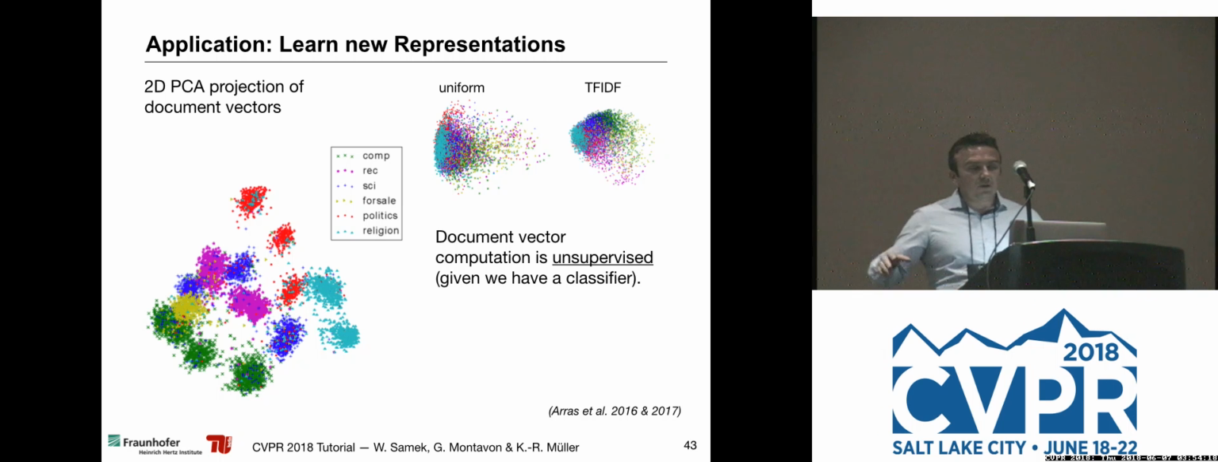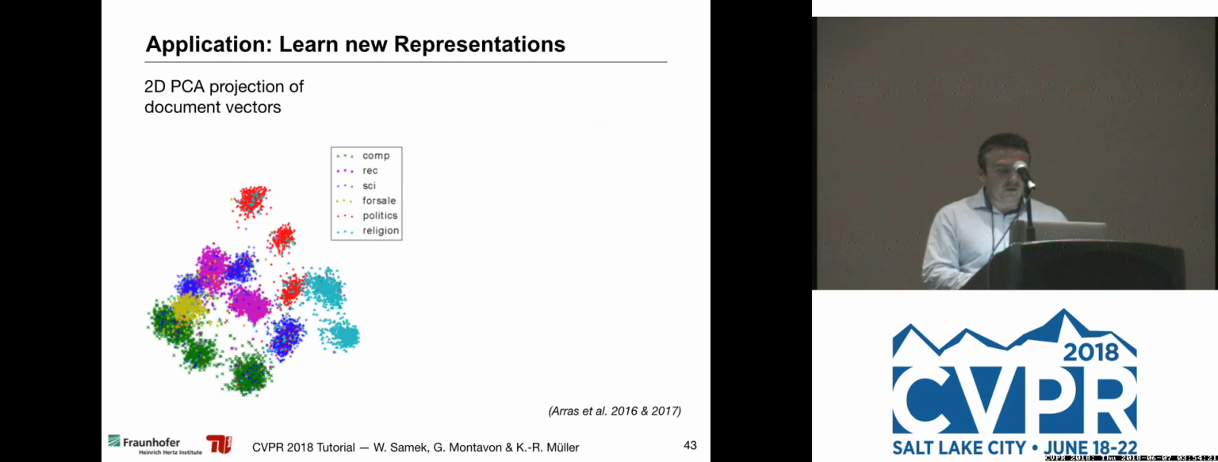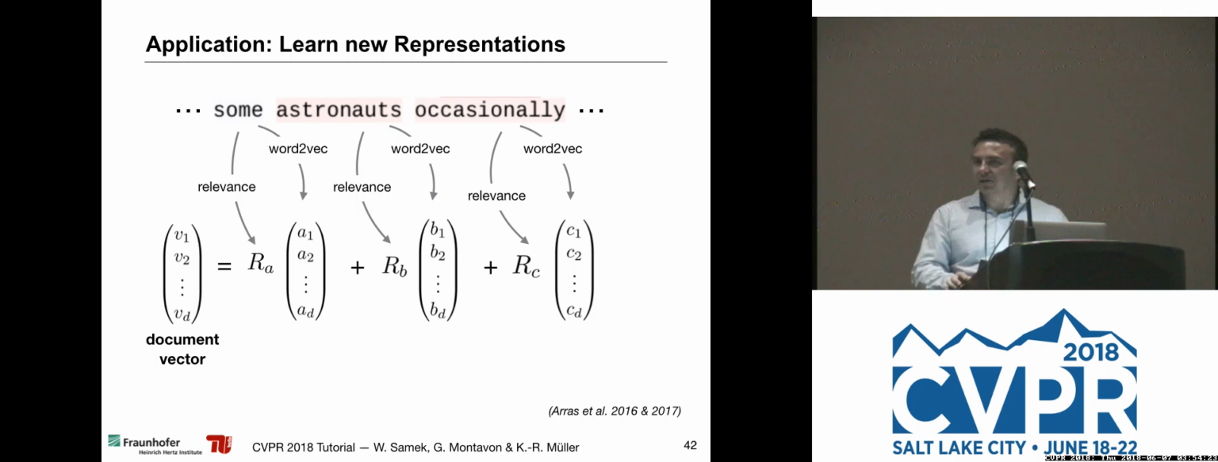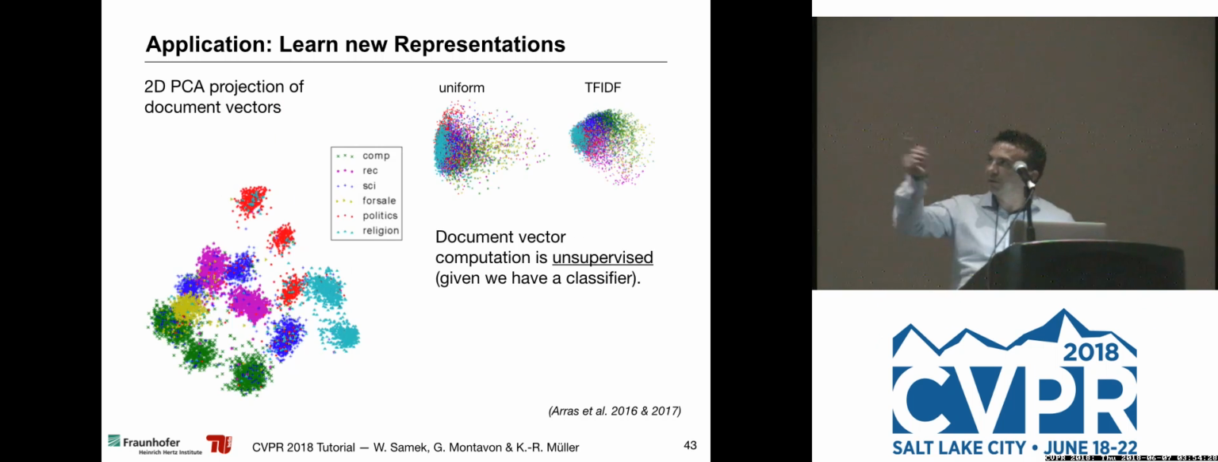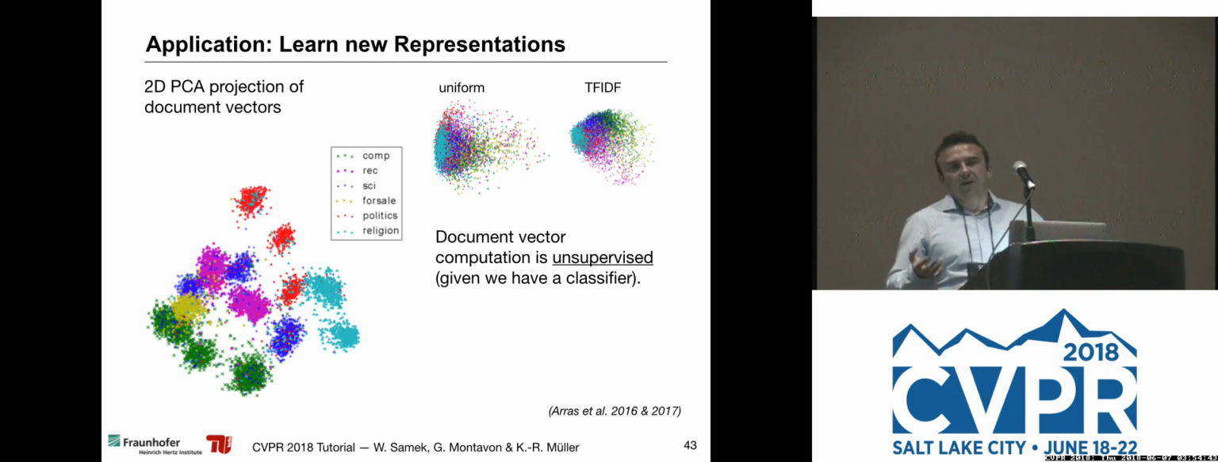If you just uniformly average these words without this weighting, you will not get the structure. You have a very uniform blob where everything is combined, but you don't have this nice structure. Also, if you apply some TF-IDF weighting, you don't get the structure. But if you have a classifier and these explanations, this example shows you that you can arrive at new representations of your document.